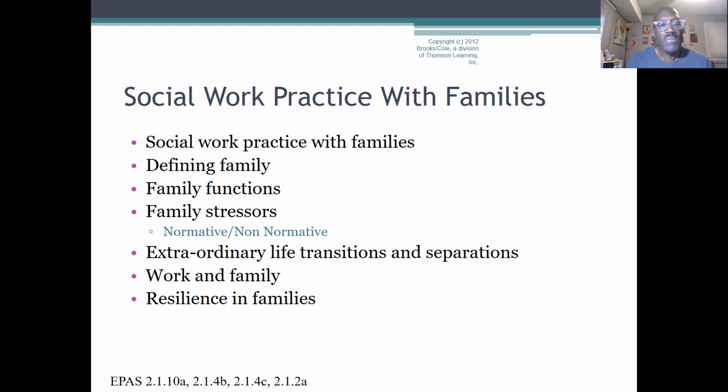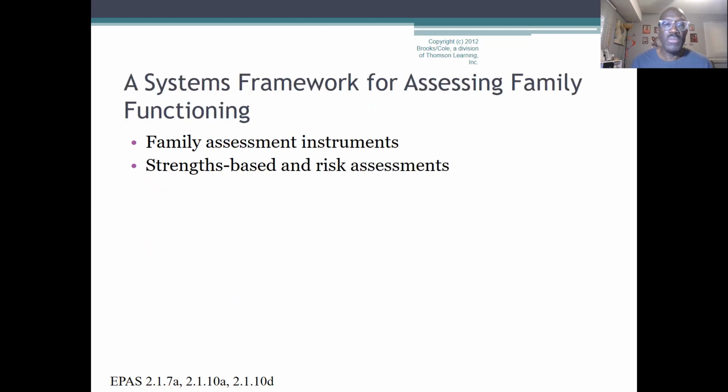So we're also going to look at family functioning, because that's an important area of working with families: looking at the stressors, the normative and the non-normative, looking at family work, resilience in families, as well as extraordinary life transitions and separations. So unexpected deaths, things of that particular nature. All of those are things that we need to take into consideration when working with families.